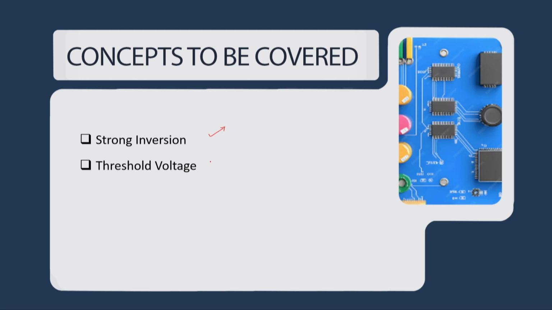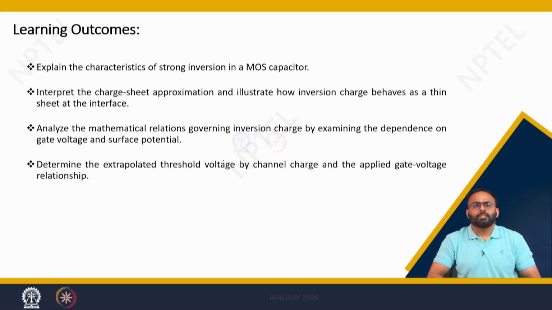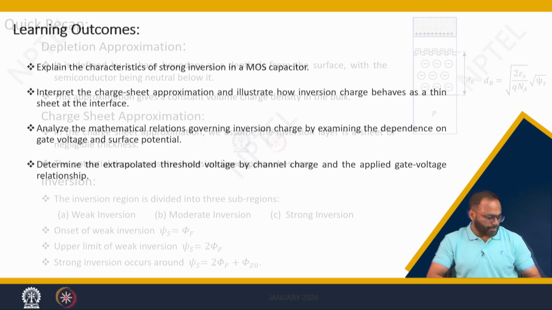We will see the definition or the extraction method of threshold voltage. To be precise, the extrapolated threshold voltage, extracted from the charge versus voltage graph. These are the learning outcomes of this lecture, which help you to explain the characteristic of strong inversion in a MOS capacitor. It also helps you to understand the inversion charge and potential relation.